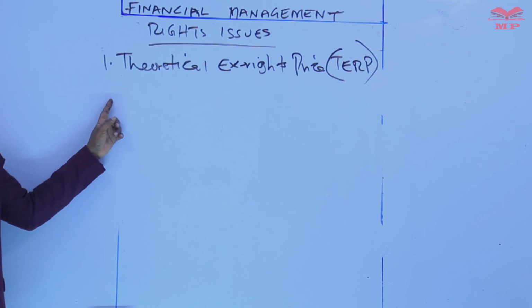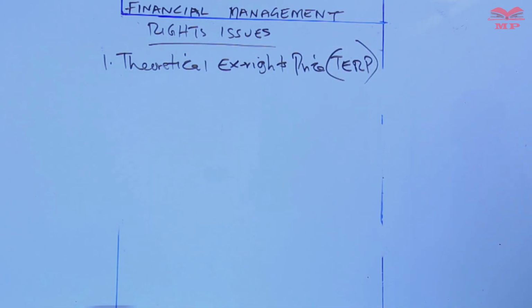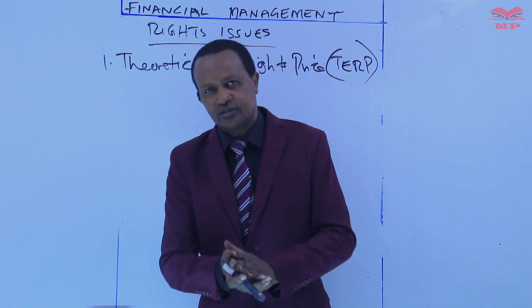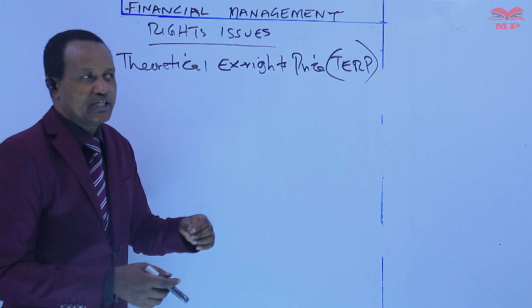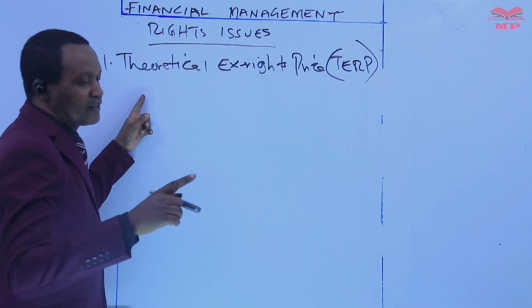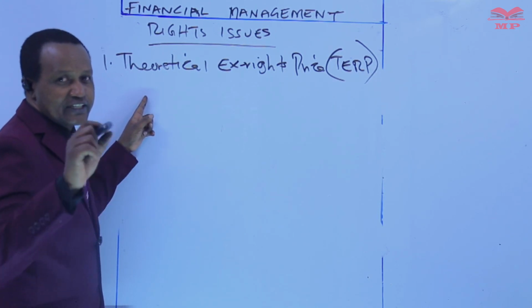The theoretical ex-rights price is the expected market price of the stock after the rights issue. The stock here is just the share. We are referring to the share, not inventories, or animals, because sometimes animals are called stock. We are referring to the price of a share after the rights issue is completed.